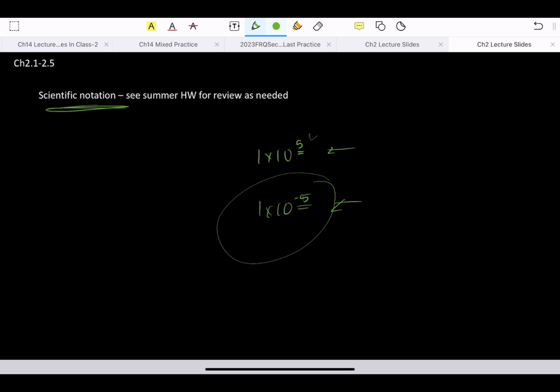So here is where our understanding of scientific notation is really important. Not to mention it helps us enter things into our calculator correctly. And so it's just important. If you feel like you need a refresher on scientific notation, come see me and we can chat about it.